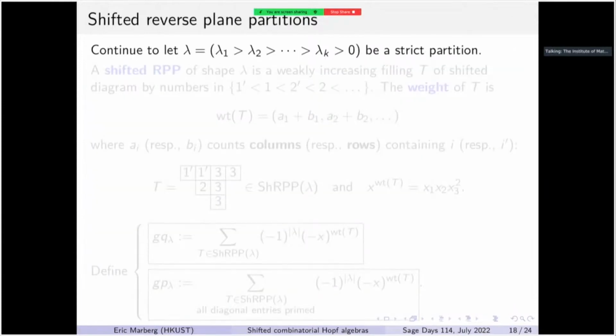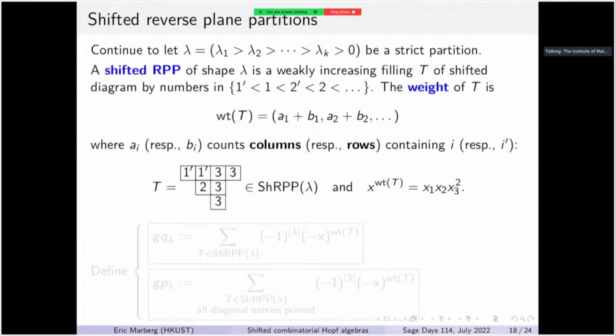Okay, so that's one version of the story. Here is now the dual version. We still have a strict partition. So what is the shifted version of a reverse plane partition? Again, it's just a weakly increasing filling of this shifted diagram, but now we're allowed to use these primed numbers, and that's it. That's the only condition. This is all that we require. So you can have something like this: a lot of 3s, a lot of 1 primes, a lot of 2s.